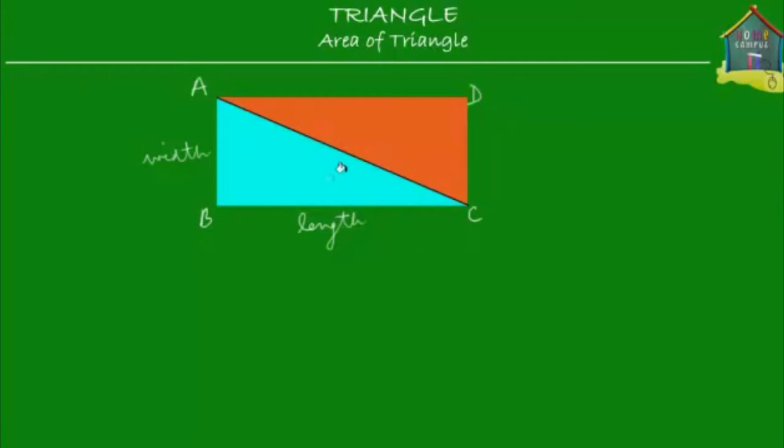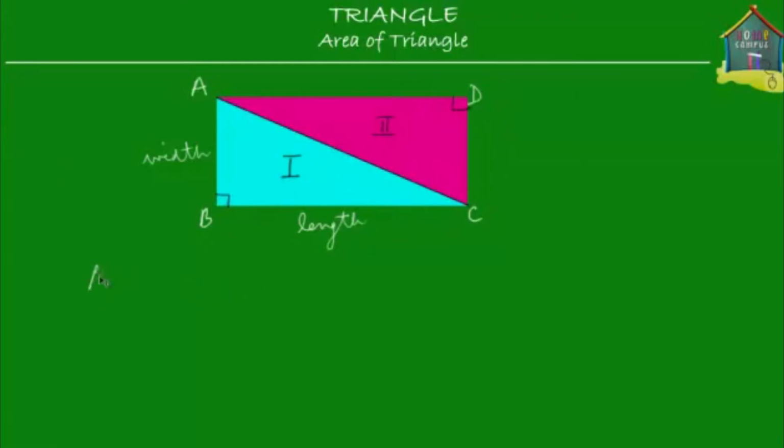Now here is my first triangle, and here is another triangle. So this rectangle is made of two equal triangles, and to be more specific, this is a right angle triangle, and so is this. This is triangle 1 ABC, and this is triangle 2 ADC. So these are two triangles which are made of one rectangle.